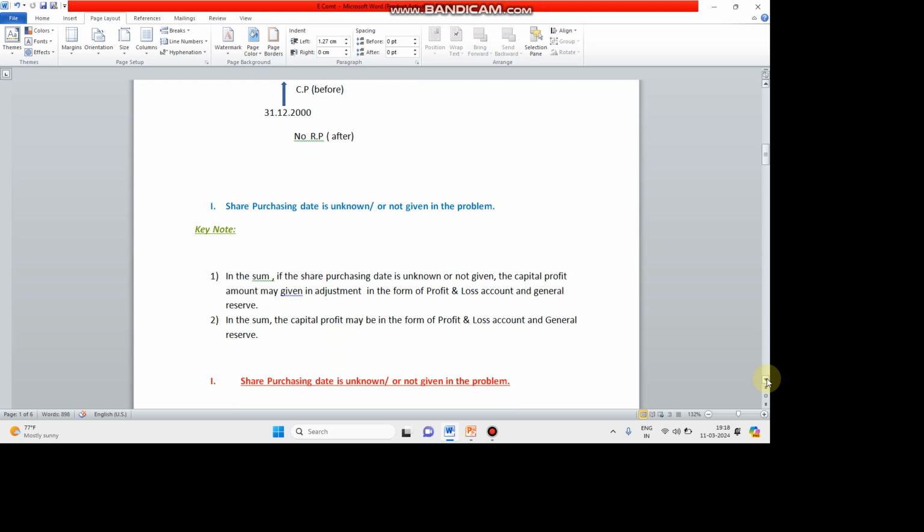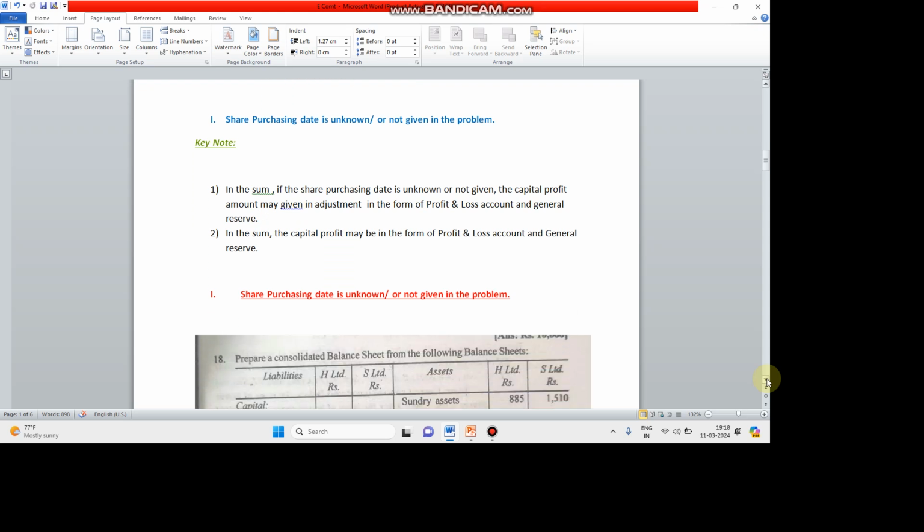In case the share purchasing date is unknown in the problem, the capital profit can be calculated from the information given in the adjustment. In the sum, if the share purchasing date is unknown or not given, the capital profit amount may be given in the adjustment in the form of profit and loss account and general reserve. We are going to see one problem under this concept.